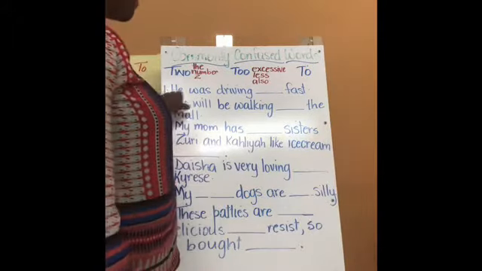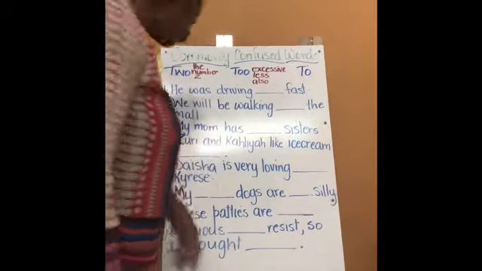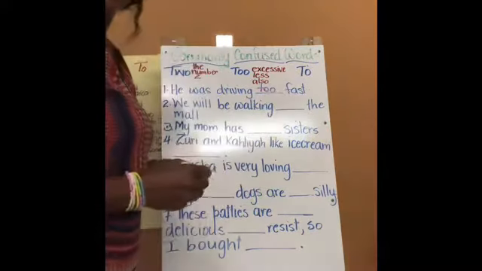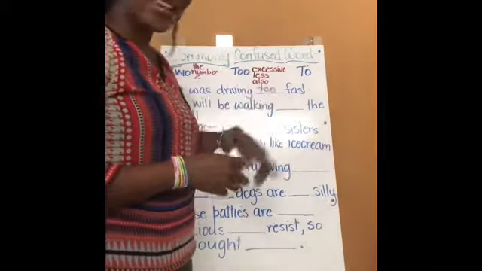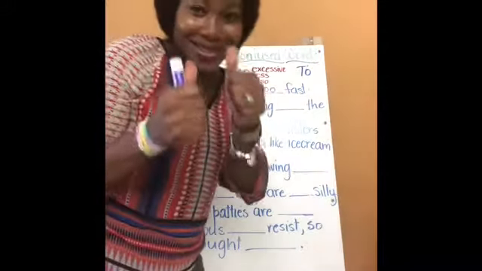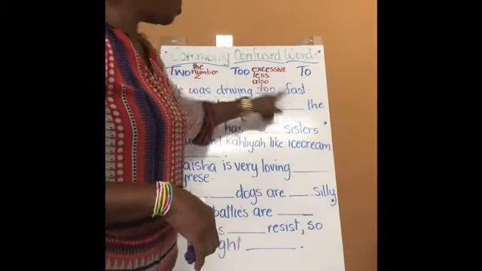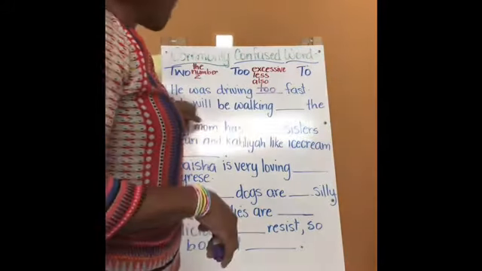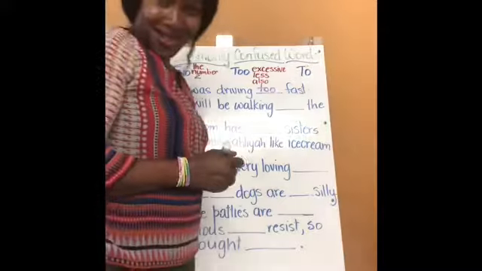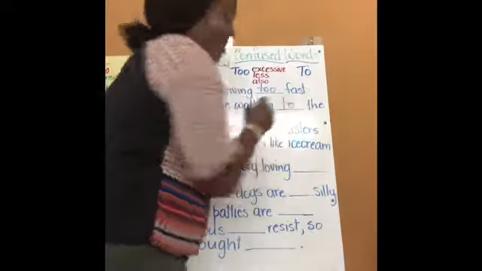Number 1. He was driving too fast. How many persons chose TOO? You are correct. Too fast, excessive speed. So it is TOO. Thumbs up to you guys who got that. We will be walking to the mall. We're going in a certain direction. We're going to the mall.